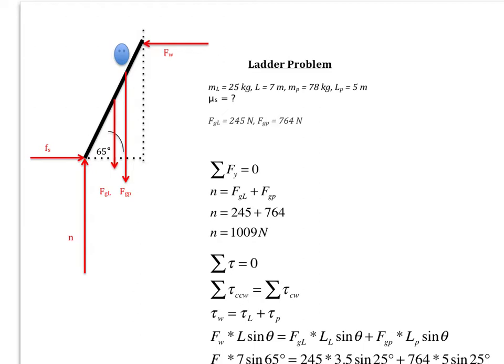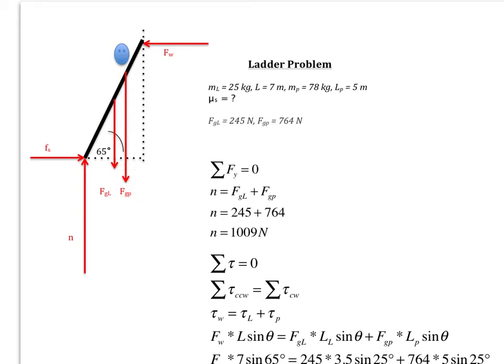So the free body diagram, you've got the wall pushing on the ladder to the left. That's FW, the force of the wall. You've got the normal force, which is the force of the floor pushing up on the bottom of the ladder. And of course you have static friction pushing in so that it doesn't slip. The ladder makes an angle of 65 degrees with the horizontal. This is the weight of the ladder, what I've labeled as FGL, straight down through the middle of the ladder. And then this is the weight of the person, FGP, gravitational force of person, going down here.